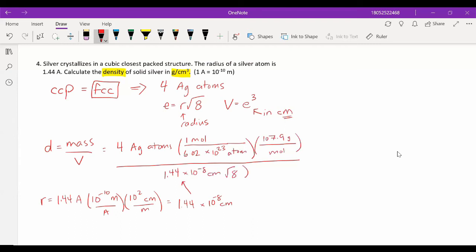Multiply that by the square root of 8. That's going to be our edge, this thing cubed. So then I just wrote down what each of these calculations comes out to. The mass of the unit cell, 10 to the negative 22 grams. Makes sense, it's only 4 atoms, so it's pretty small. Also, volume is pretty small.